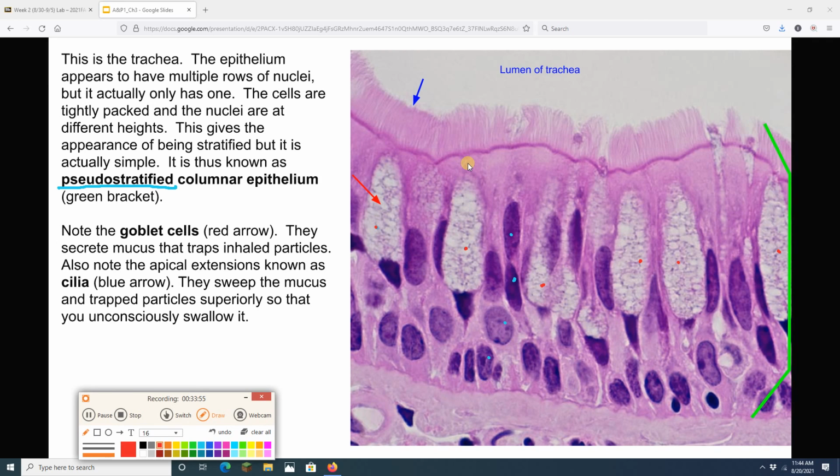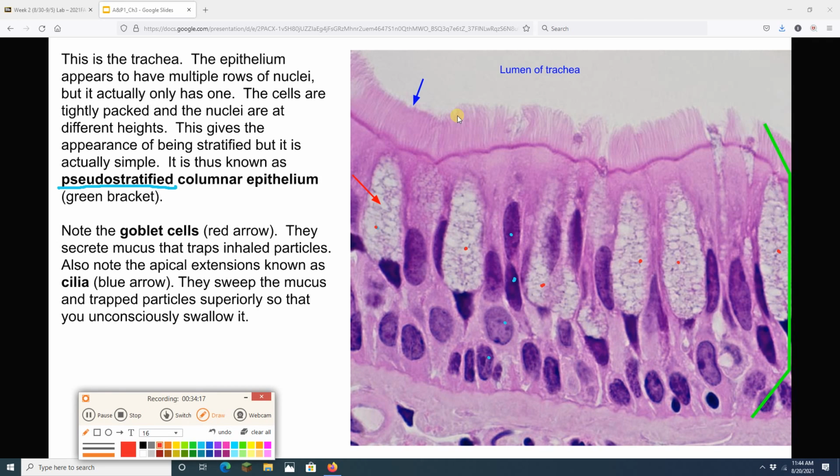If you see cilia, and the cilia are so apparent, aren't they? The microvilli, I had to zoom in with my special microscope to see them. But cilia are so apparent. If you see cilia, you're done. You're like, trachea, pseudostratified columnar epithelium, and you should know nearby you have goblet cells.